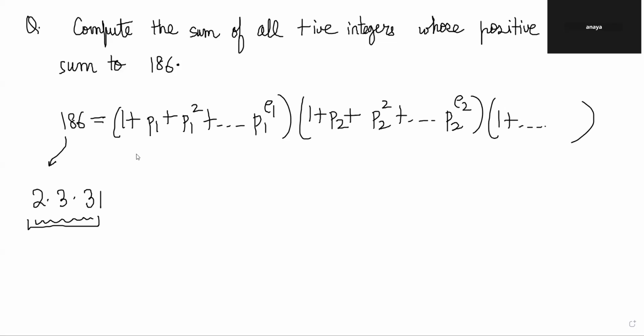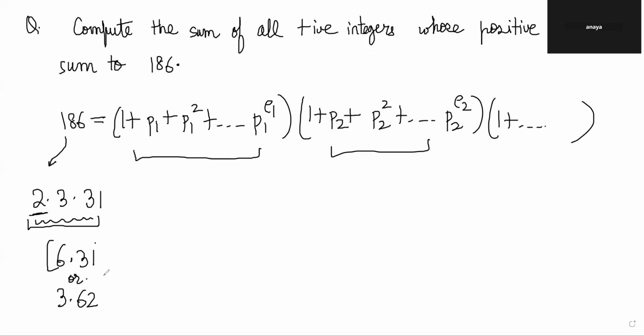Is it possible for any of these type of things to be equal to 2? No, because then p1 will have to be 1, and p1 is a prime number. It's not possible. So 2 cannot be a separate number here. You have to multiply it inside. So either you will get 6 times 31 or you'll get 3 times 62, right? Yes. Now you should check these cases.